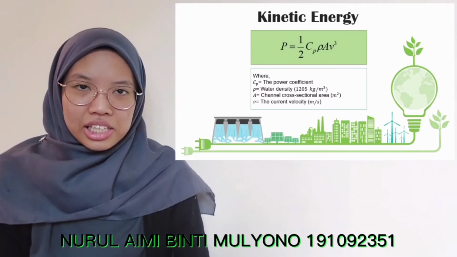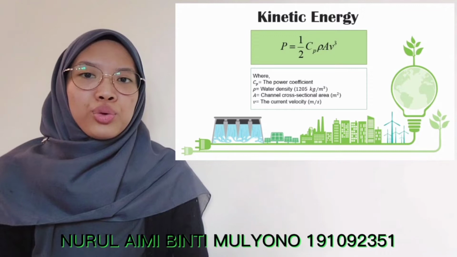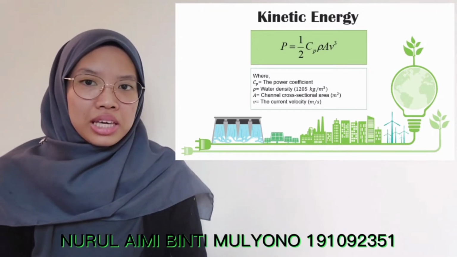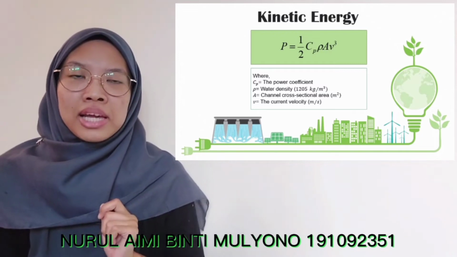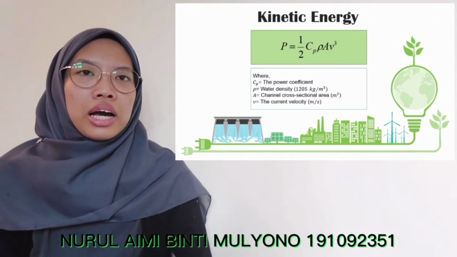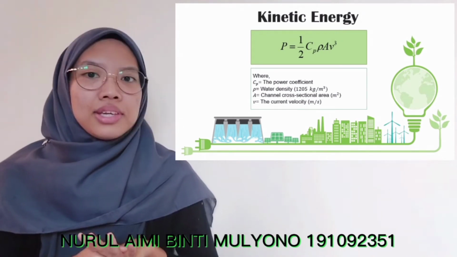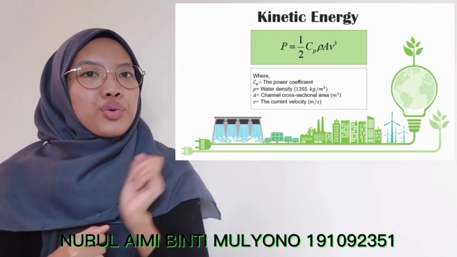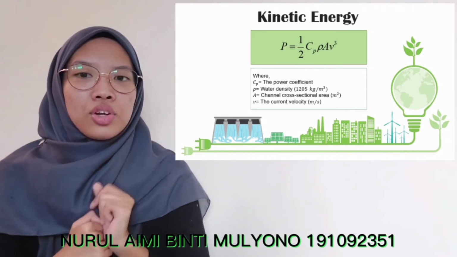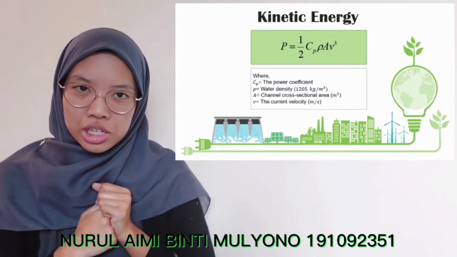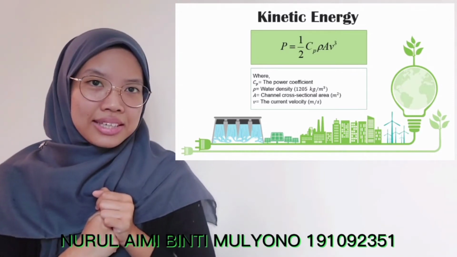The kinetic energy can be calculated using the formula P equals 1/2 times Cp times rho times A times V cubed, where Cp is known as the power coefficient and rho is known as the density of water, A is known as the channel cross-sectional area, and V is equal to the current velocity.